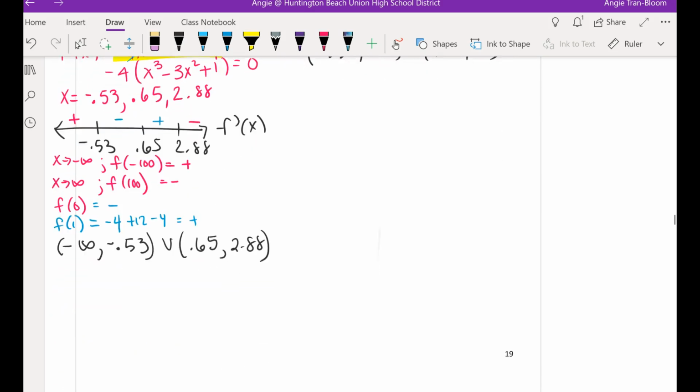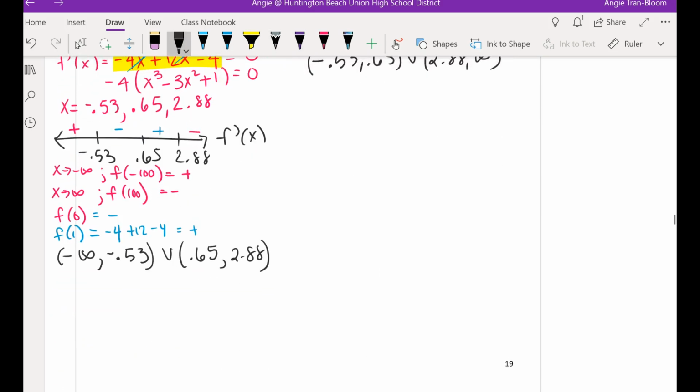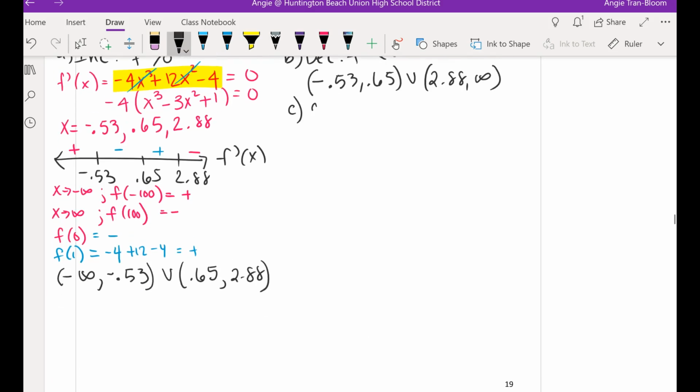What was C? C, tell me when it's concave up. Concave up, I now need to do y prime prime, okay? So I need to do the second derivative of my first derivative. Ready? F prime prime of x: the derivative of negative 4x to the third is negative 12x squared. The derivative of 12x squared is positive 24x. And then the derivative of negative 4 is 0.